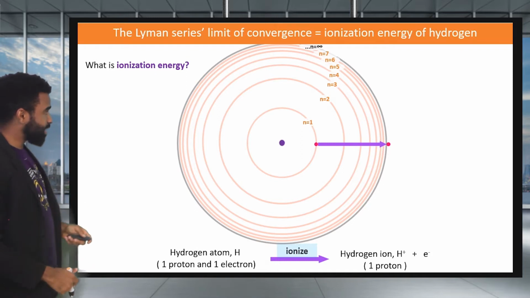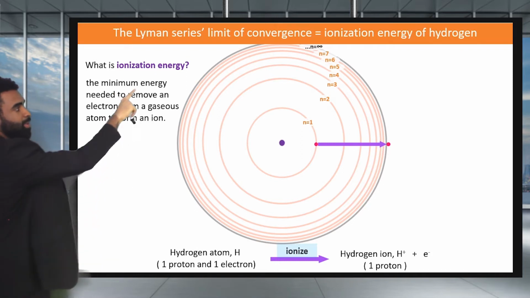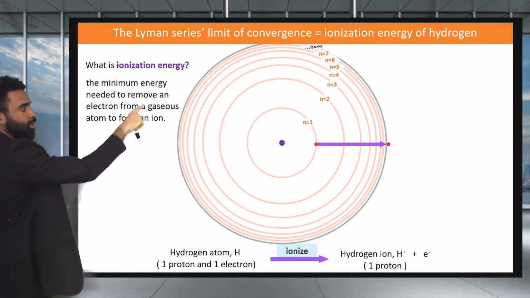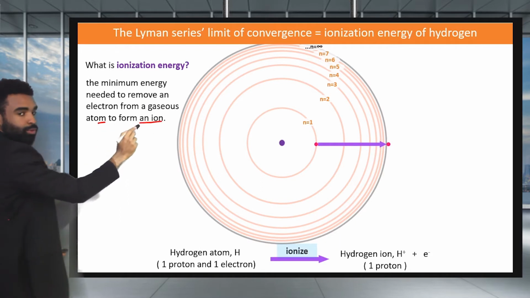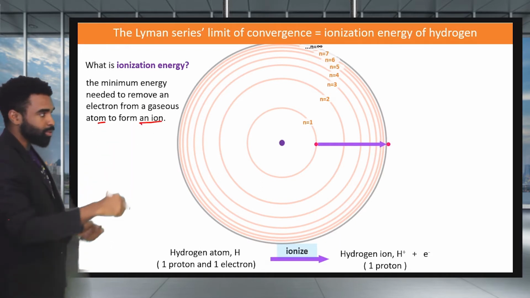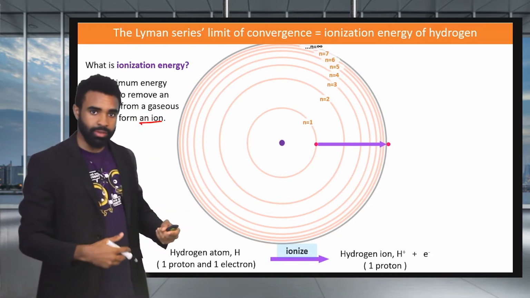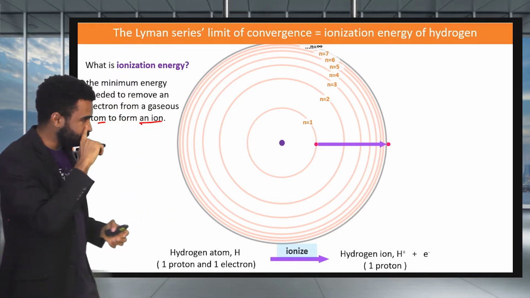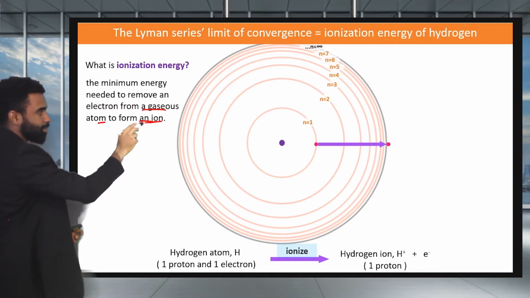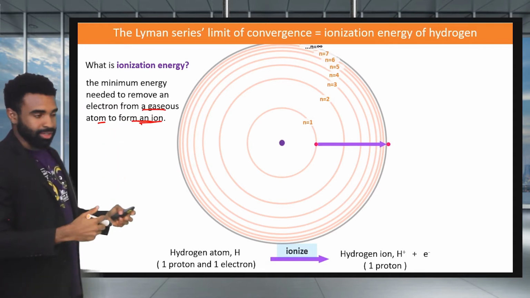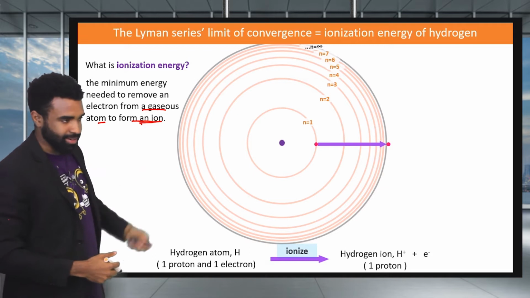So then we define the ionization energy as the minimum energy needed to remove an electron from an atom to form an ion. Now typically we do this in the gaseous state because we standardize it that way. If you did it in liquid or solid, it would be slightly different. So we talk about a gaseous atom, okay, being energized to form an ion, and that's ionization energy.